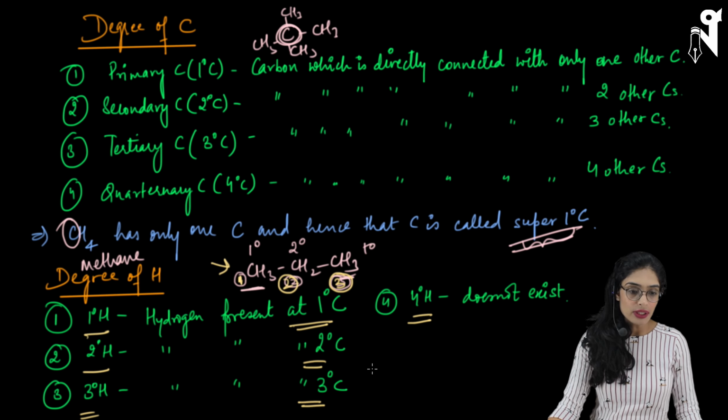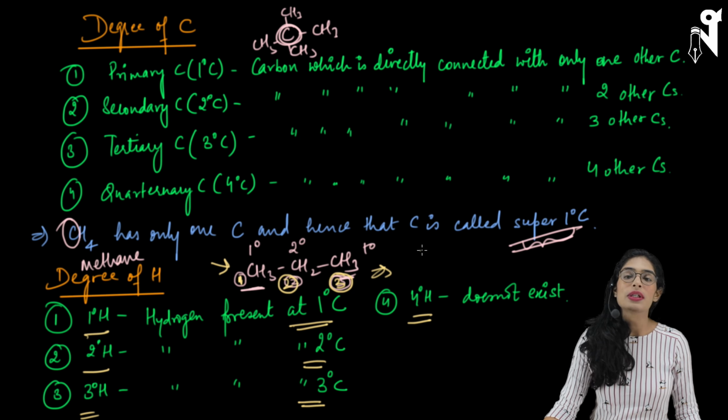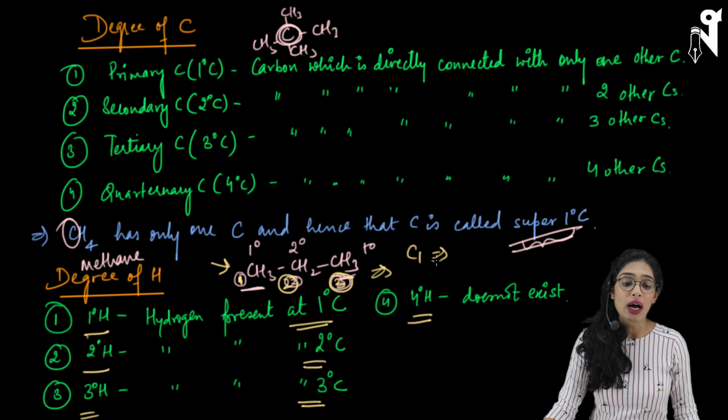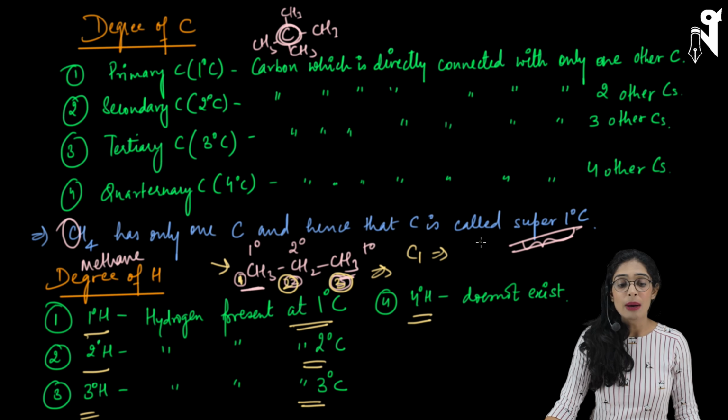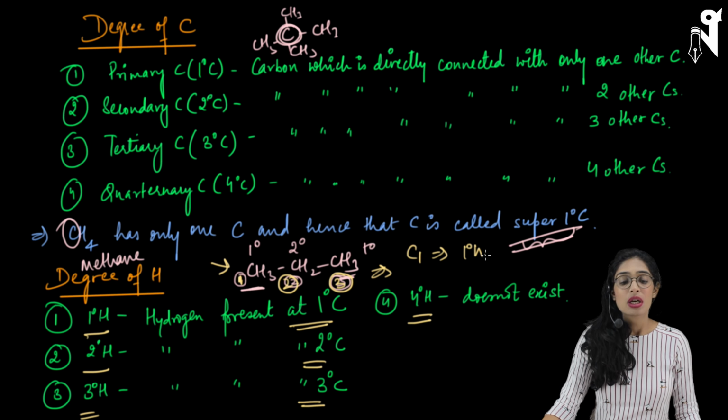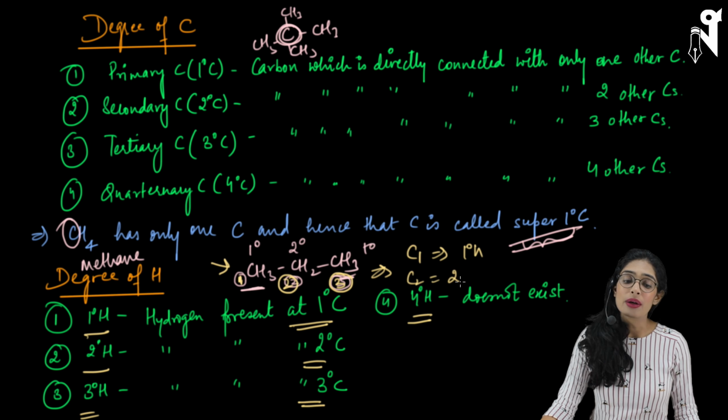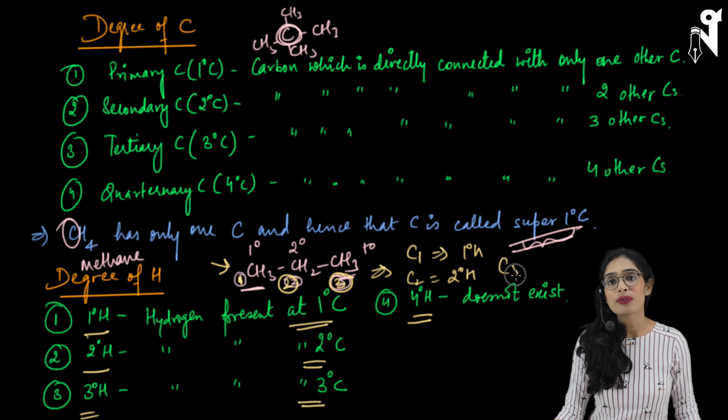Okay, so in the same question, if I talk about carbon 1, what is the degree of hydrogens in carbon 1? All are primary hydrogens. Carbon 2, all are secondary hydrogens, and carbon 3, all are primary hydrogens. That's how we have to figure it out.